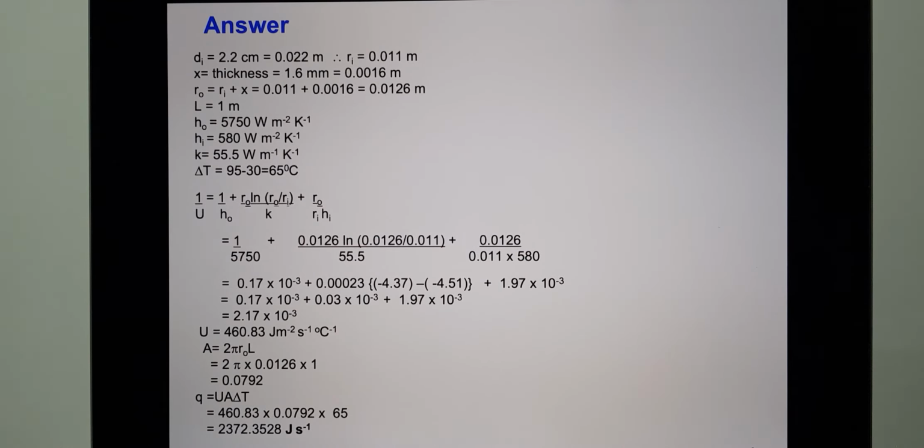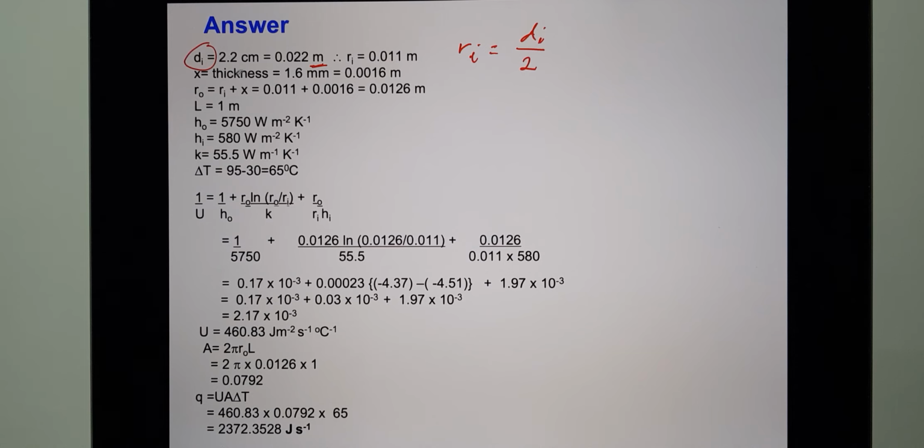To answer this particular problem statement, you need to gather and list out the information that is given. First thing first, the diameter given is 2.2 centimeter. So you need to convert to meter. Since this is the diameter, you need to calculate the radius. How do you calculate the radius? Ri equals diameter di divided by 2. So you will be able to get Ri.